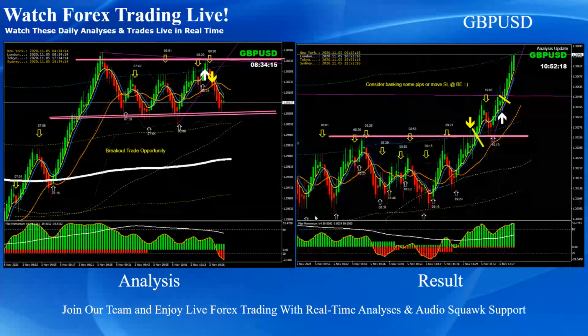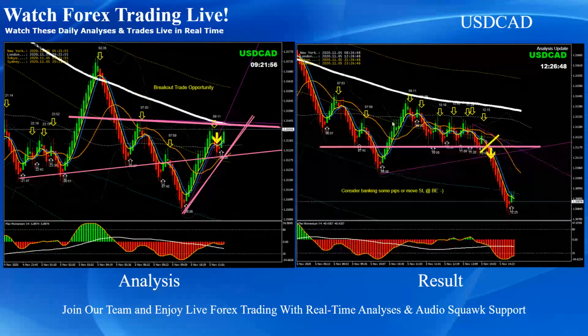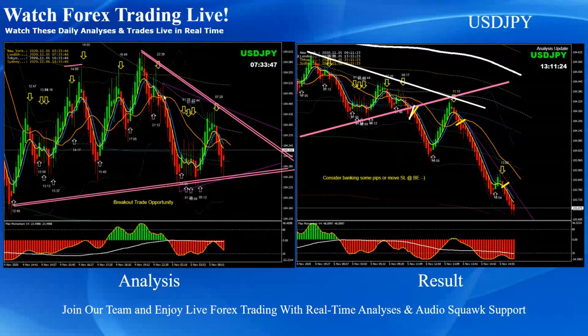Pound dollar, sideways market pattern breakout, beautiful consolidation breakout, and another one is a pullback long trade. Price nicely hit the first target. Dollar CAD, pretty straightforward. You can see beautiful breakout short trade. Dollar yen, pretty straightforward as mentioned in the analysis. We had a breakout. After the breakout, as you can see, beautiful pullback short trade.